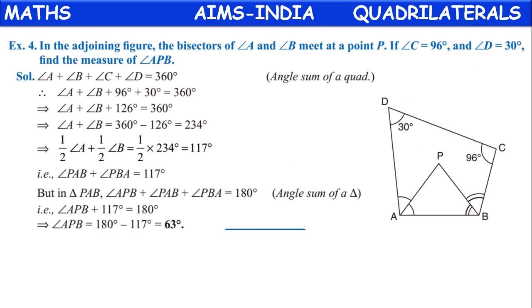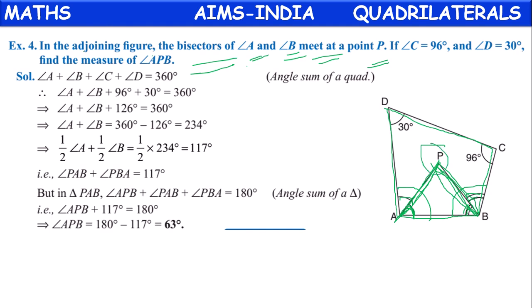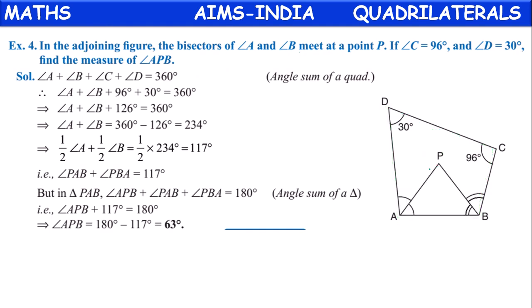Next one. In the adjoining figure, the bisectors of angle A and angle B meet at point P. ABCD is the quadrilateral. This is angle A, this is angle B. We have a bisector of angle A, which divides it into two equal parts, and a bisector of angle B, which divides it into two equal parts. Both the bisectors meet at P.